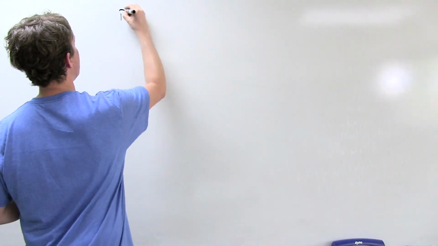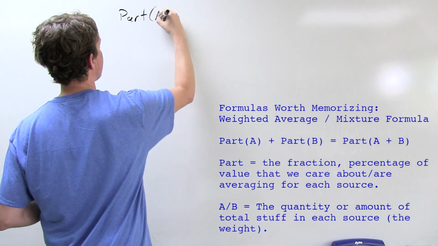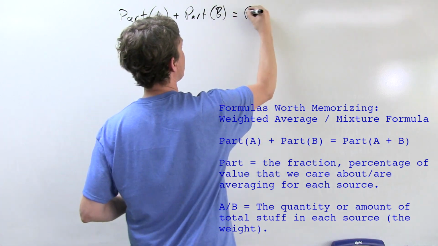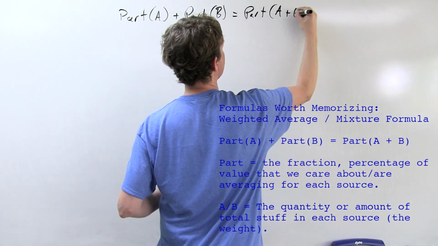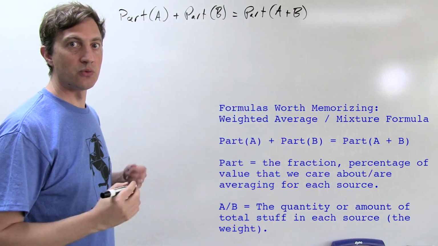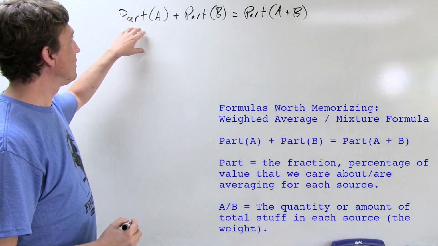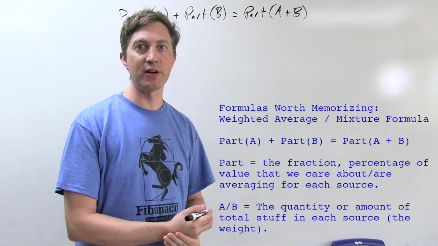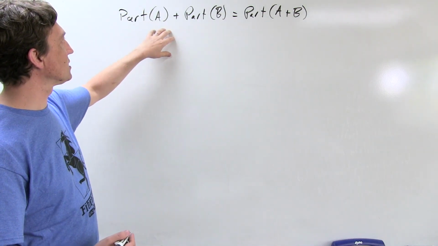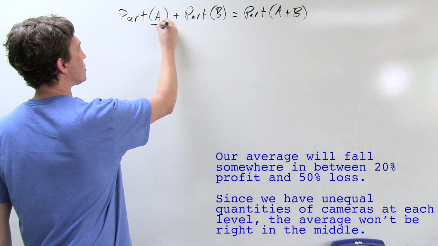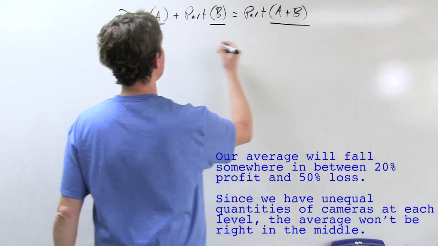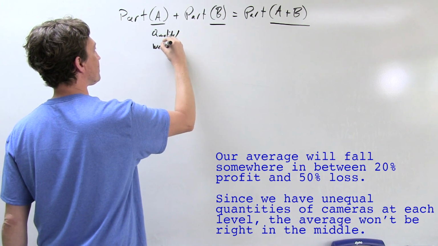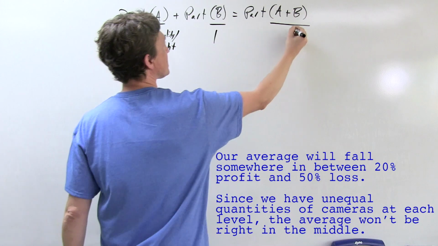Let me explain briefly. The weighted average formula I use goes like this: part A plus part B equals part of A plus B. And the reason I use this formula, written out this way, is that these allow me to use all multiplications to calculate an average. I never want to divide if I don't have to. And here I can just look at it and say, okay, I have some quantity here. So this is a quantity or a weight. Same here and same here.